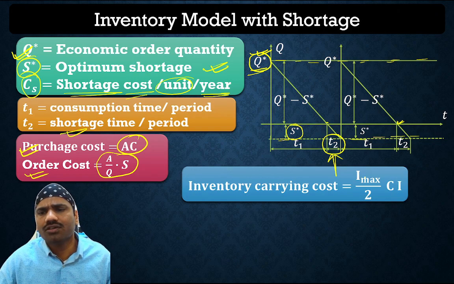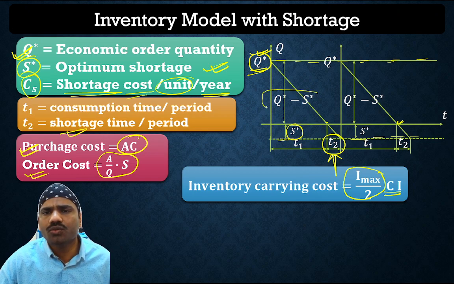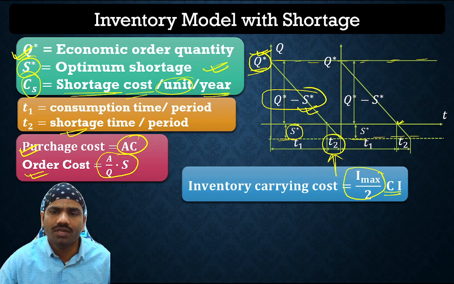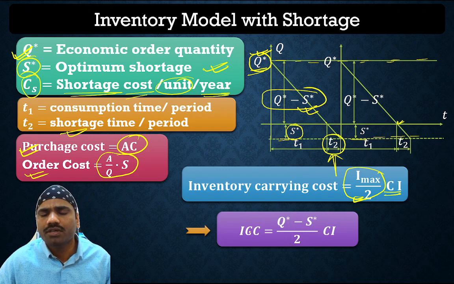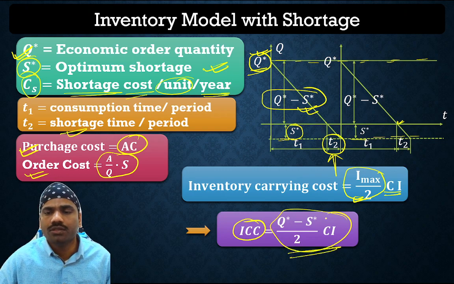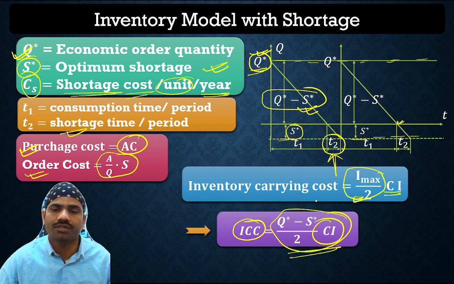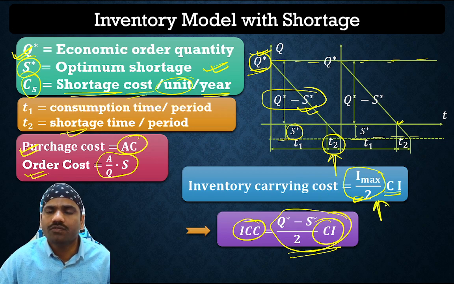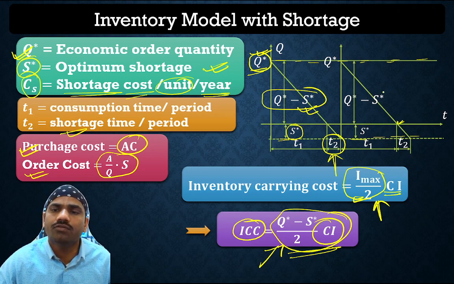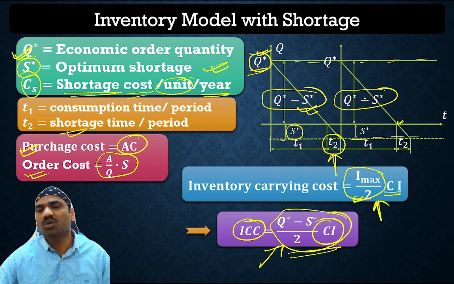We also have inventory carrying cost, and that is maximum inventory by 2 into CI. So how much maximum inventory do we have? Maximum inventory is Q star minus S star, minimum inventory is 0, and finally Q star minus S star by 2 will be the average inventory. So inventory carrying cost is Q star minus S star by 2 into CI. This CI is the inventory carrying cost per unit, and the number of quantities we get from I max by 2, that is Q star minus S star by 2. So this value will give you the maximum inventory we have.